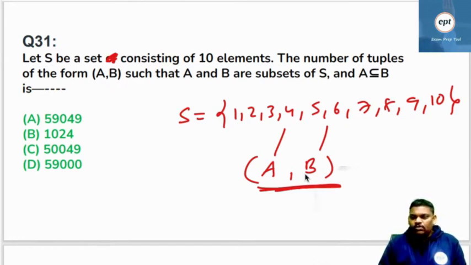Somebody is saying, can I ask? What do you want to ask? Go ahead. Yeah, so what is the answer for this?